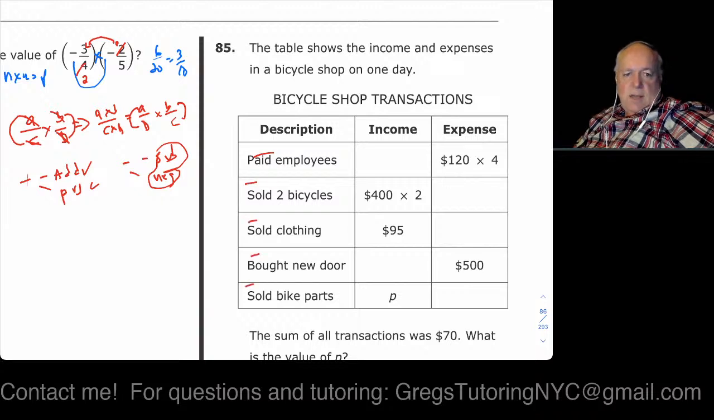So they're breaking it down by income, which is money coming in, and expenses, which is money going out. Okay? So in other words, they sold 2 bikes, they got $800.